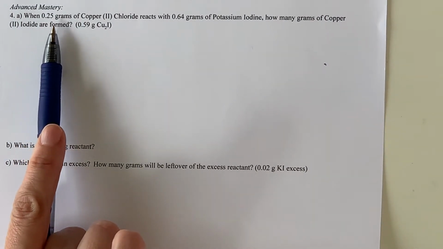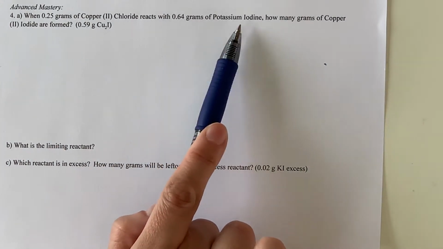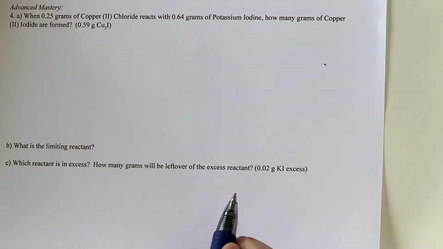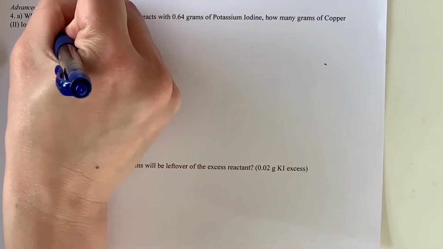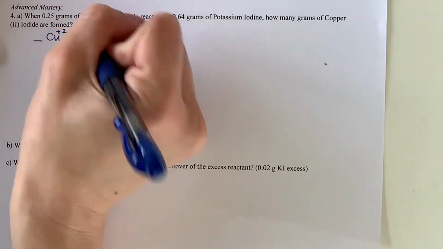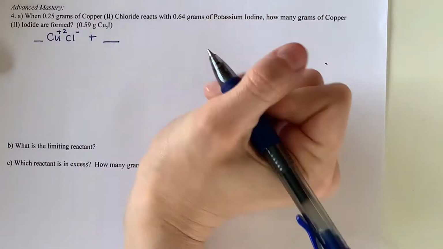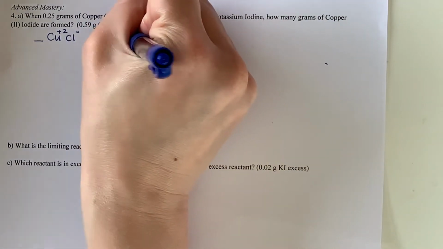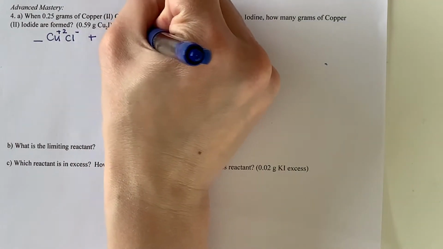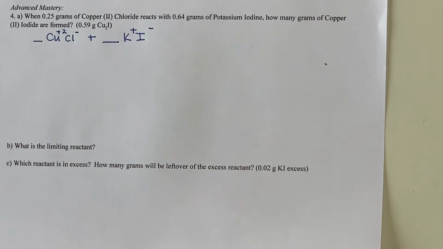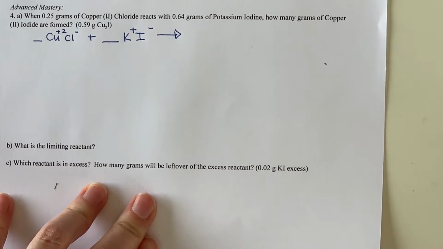It says when 0.25 grams of copper 2 chloride reacts with 0.64 grams of potassium iodide. So I'm going to write that on my paper right now. I'm going to write that I have copper Cu plus 2, chloride minus 1. The plus 2 came because they told me, and it reacts with potassium iodide. Potassium has a plus 1 charge from my periodic table. Iodine has a minus 1 charge from my periodic table, and it says they react. How many grams of copper iodide are formed?